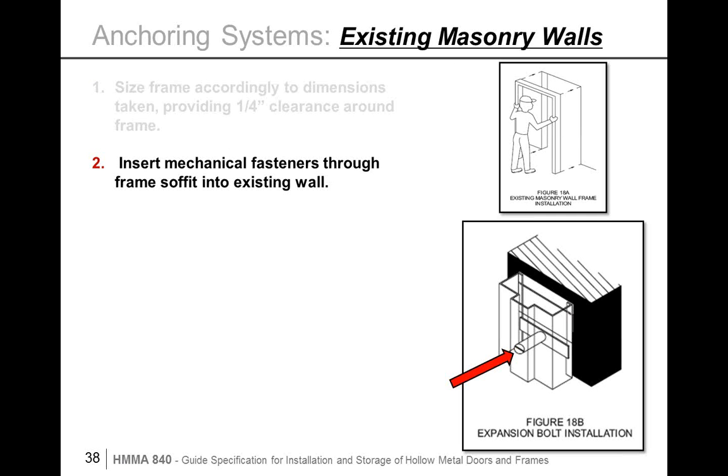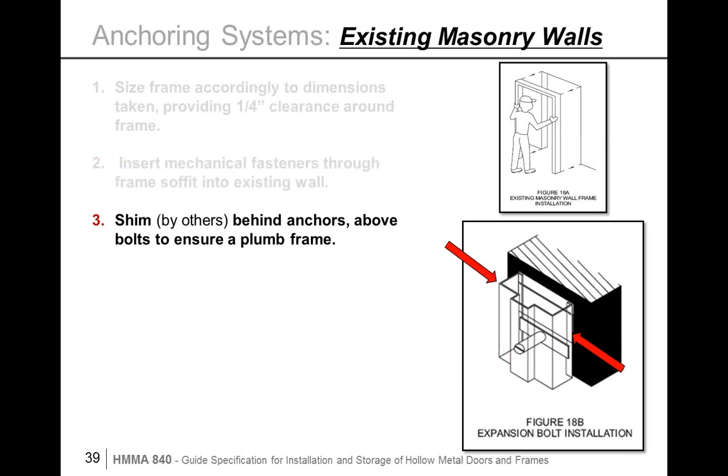Once it's slid in place, there is a hole usually in the face of the frame which accommodates the anchoring. A bolt is slid through the face, or I'm sorry, the socket of the frame, through the anchor and up to the wall. Now from there, shims are placed behind the returns, and the frame is squared, leveled, and plumbed.